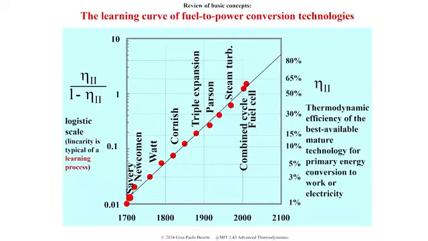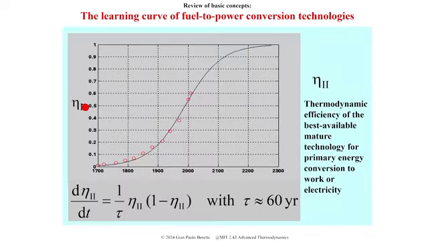The diagram is made a straight line by plotting not in linear scale. So you see, this scale is not linear in the second law efficiency. It's linear in the efficiency over 1 minus the efficiency. So the efficiency divided by the room for improvement. This ratio is called the logistic scale. You could plot the same diagram on a linear scale, and you would get a typical S-shaped curve, typical of any learning process.